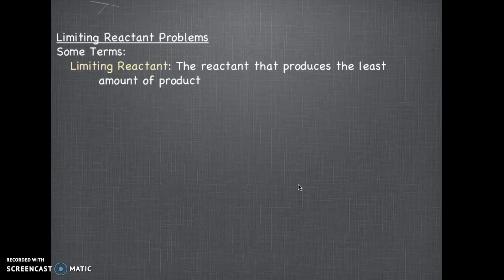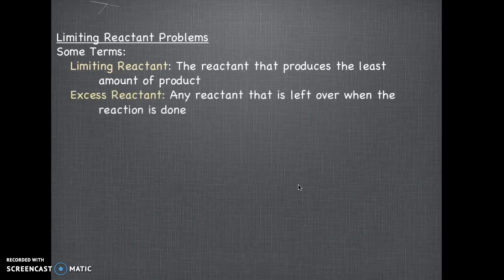Or another way to put it here is it's the reactant that makes the smallest amount of whatever product it is you're looking at. The excess reactant is just the opposite of this. It's the reactant that you have too much of. So after everything in the reaction happens, this is the reactant, again, something on the left side of the chemical reaction, where you're going to get some left over. So we're going to call that our excess reactant. So these two terms you guys want to be very familiar with.